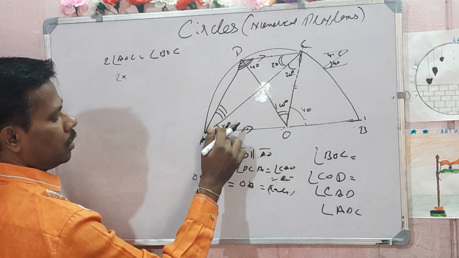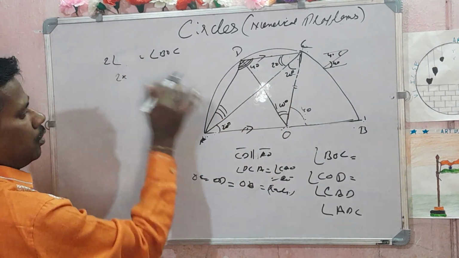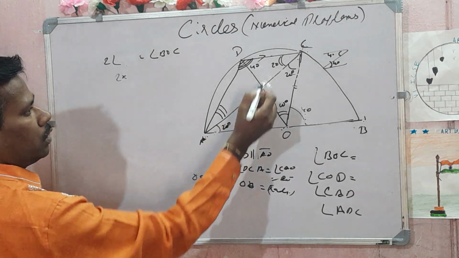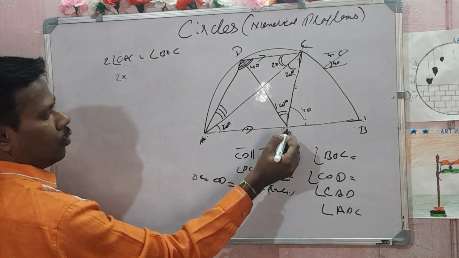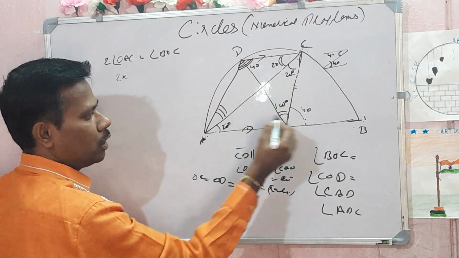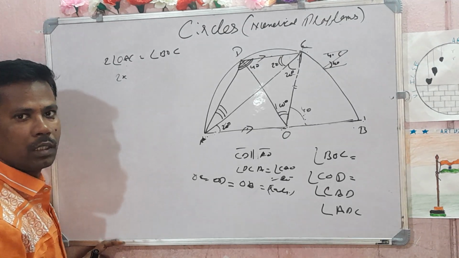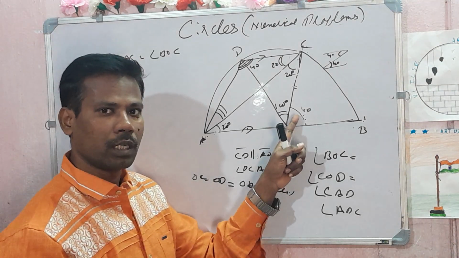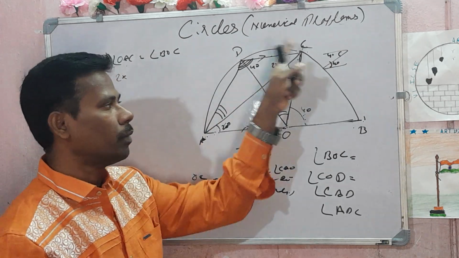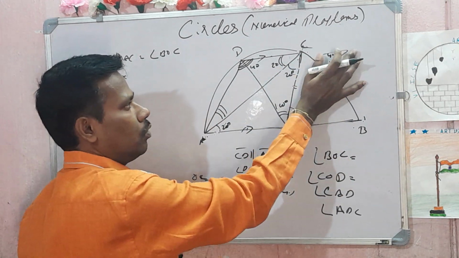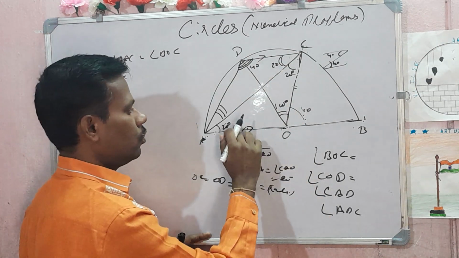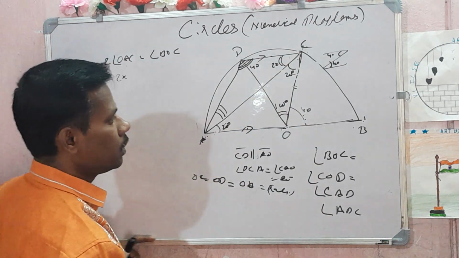OAC, not AOC, OAC. If this is 20, so this will be 40. By theorem, angle formed at the center is double the angle formed at any point on the remaining part of the circle. So this is 20, this will be 40, right?